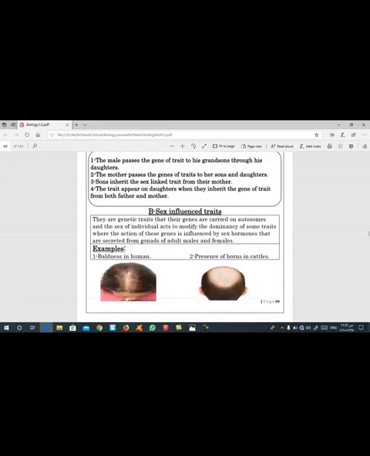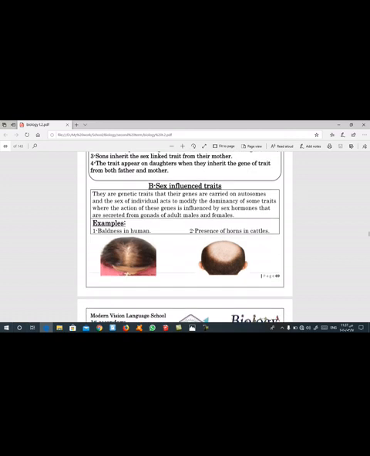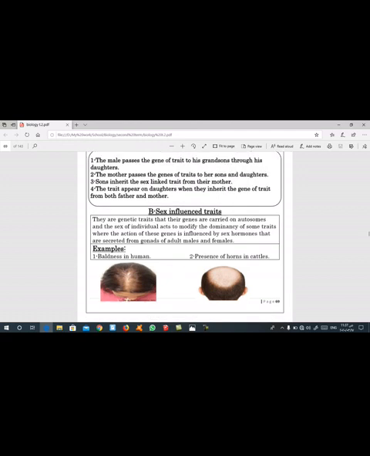If we want to know more, the male passes the genes of the trait to the grandsons through his daughters, and you know the sex influenced traits. For the sex influenced traits, we have two examples, which are baldness in humans and the presence of horns in the sheep. Baldness in humans is a genetic trait, and this gene is carried on the autosome of the sex of the individual, which acts to modify the dominance of some traits.